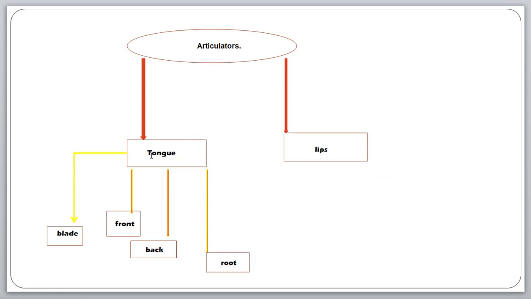Listen, the articulators. So the articulators are primarily the tongue and lips. The tongue is divided into the tip, blade, front, back, and the root. This is the most important part in the final stage of producing the speech sound. So the speech sound, when it comes from the respiratory system, goes to the phonatory system. From the phonatory system, it comes to the articulatory system. So the articulatory system finally delivers the speech sound in a well defined manner.